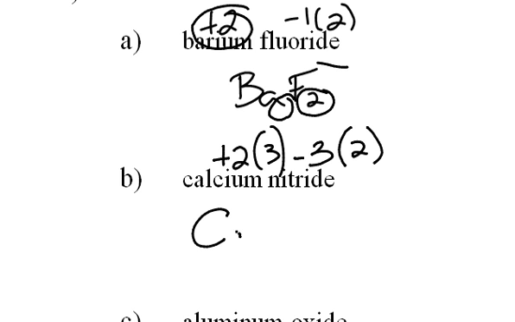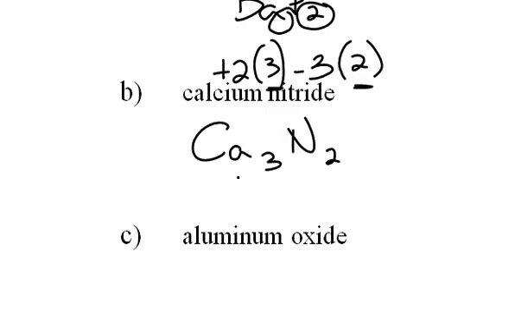So if you have calcium with a +2 charge and the nitrogen with a -3 charge, since calcium has a +2, we need 2 nitrogens. And look at that, we do. Since nitrogen has a -3, we need 3 calciums, and we do. So calcium nitride, Ca3N2. Pretty cool.